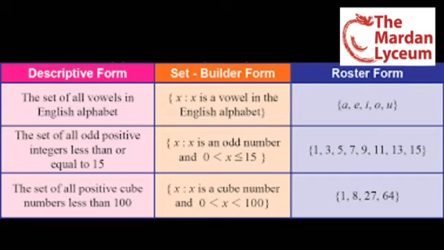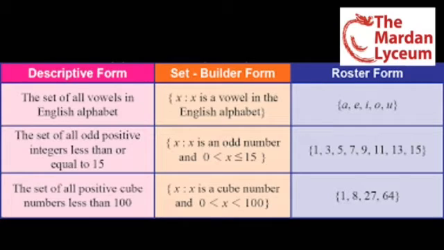Here are some more examples. The set of real numbers less than 9 can be written as A is a set of real numbers less than 9. It is the descriptive notation. Now, if I write this set of real numbers less than 9 in the tabular form, it will be written as A is equal to curly bracket 1, 2, 3, 4, 5, 6, 7, 8 curly bracket closed.